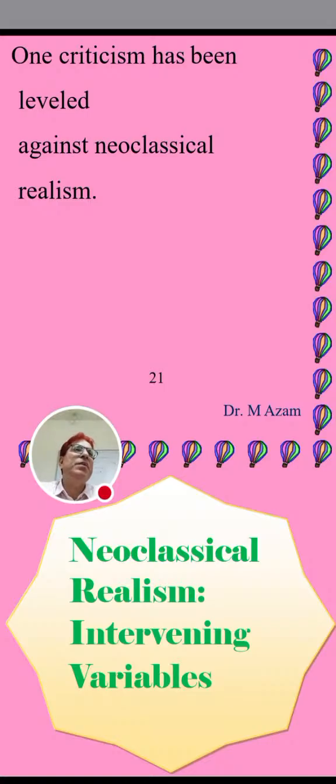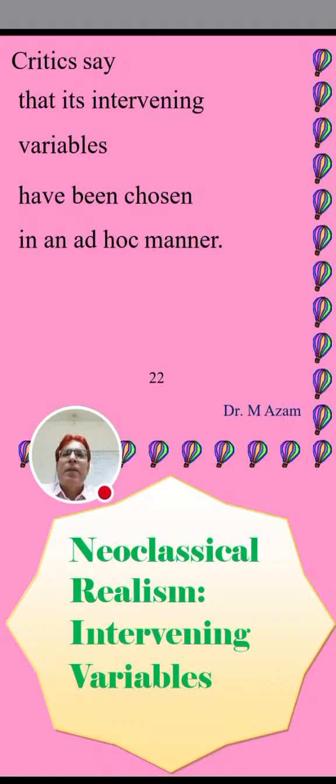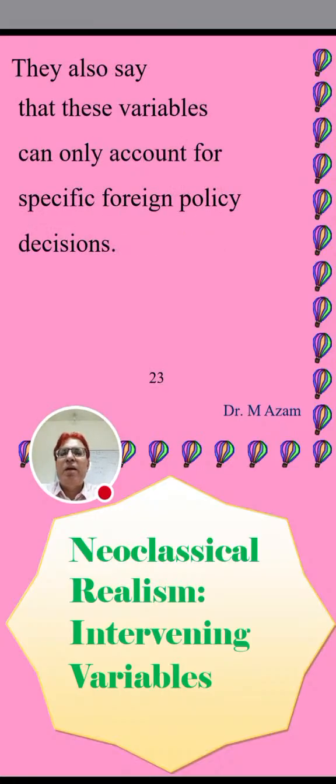One criticism has been leveled against neoclassical realism. Critics say that its intervening variables have been chosen in an ad hoc manner. It is one of the criticisms against neoclassical realism. We are on slide 23.